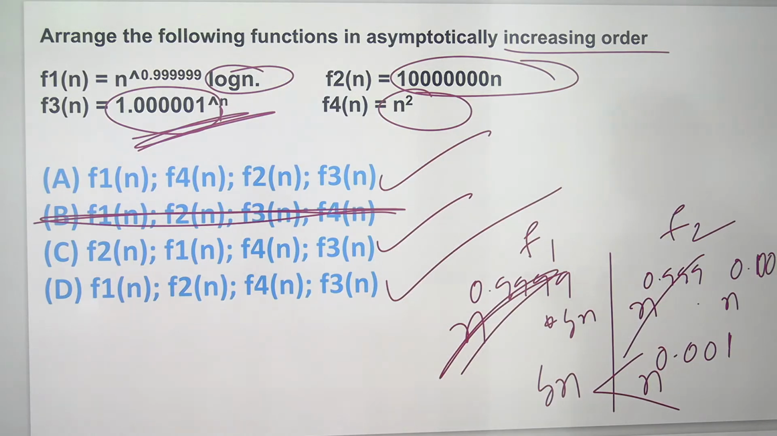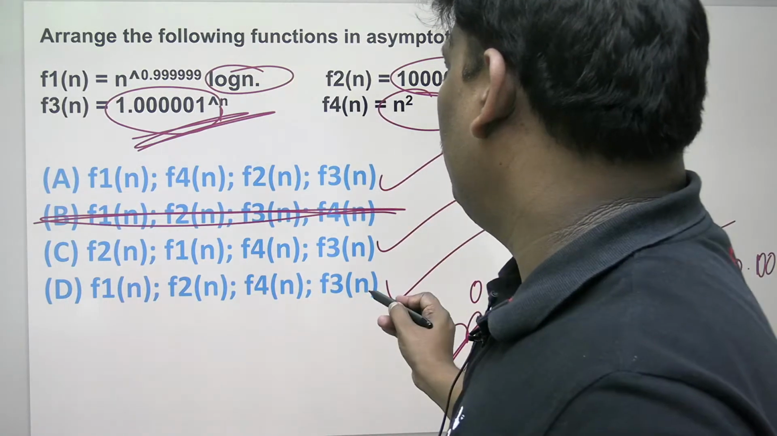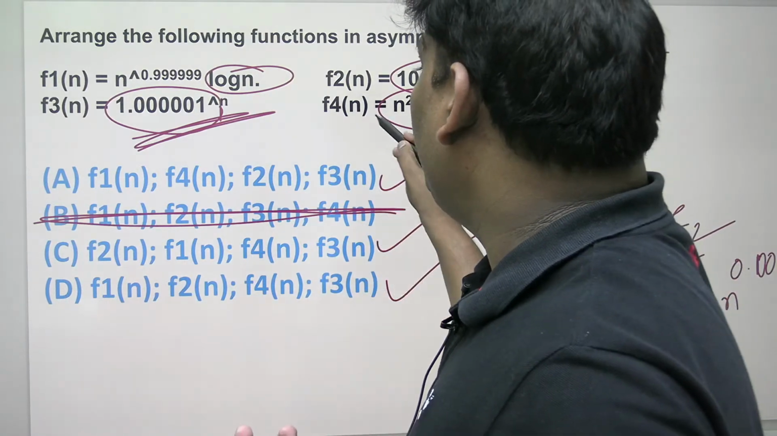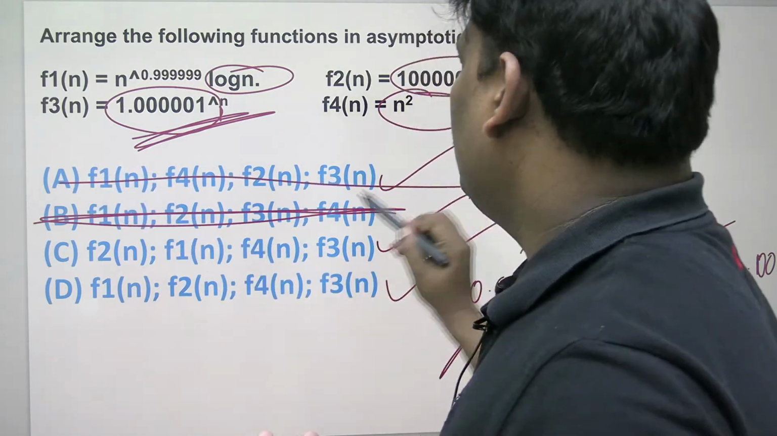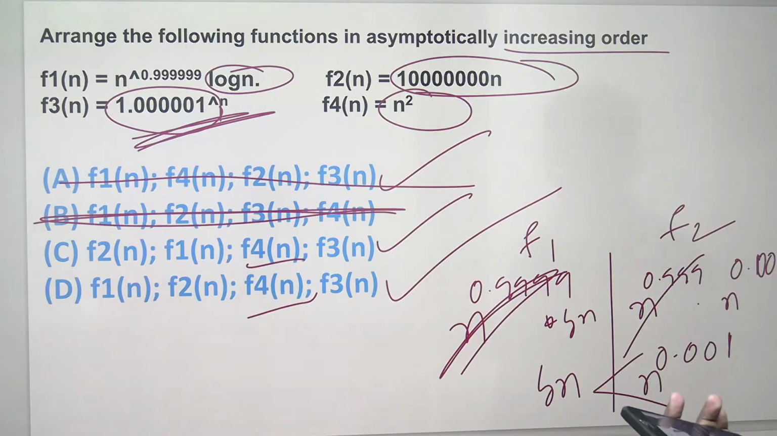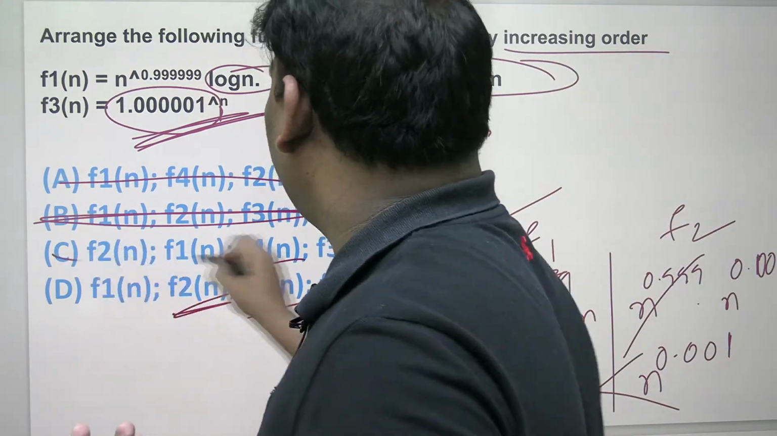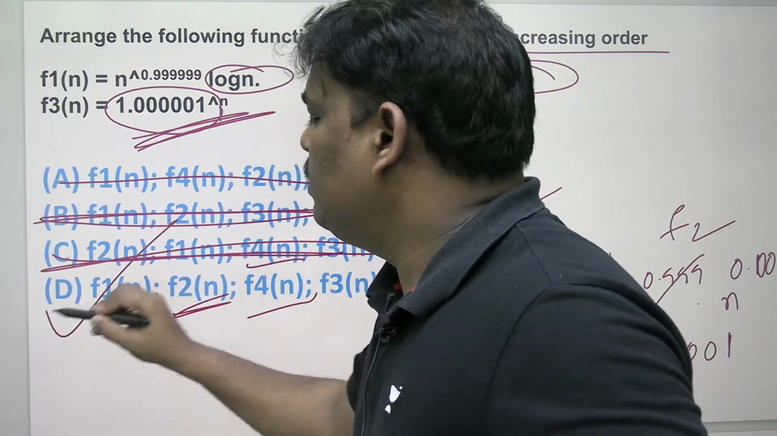Right? What about F4? Of course, F4 is bigger. So after F3, the next bigger is F4. So it cannot be the answer. The answer should be either this or this. And F1 and F2 I already confirmed, F2 is bigger. So this cannot be the answer. Answer is D.